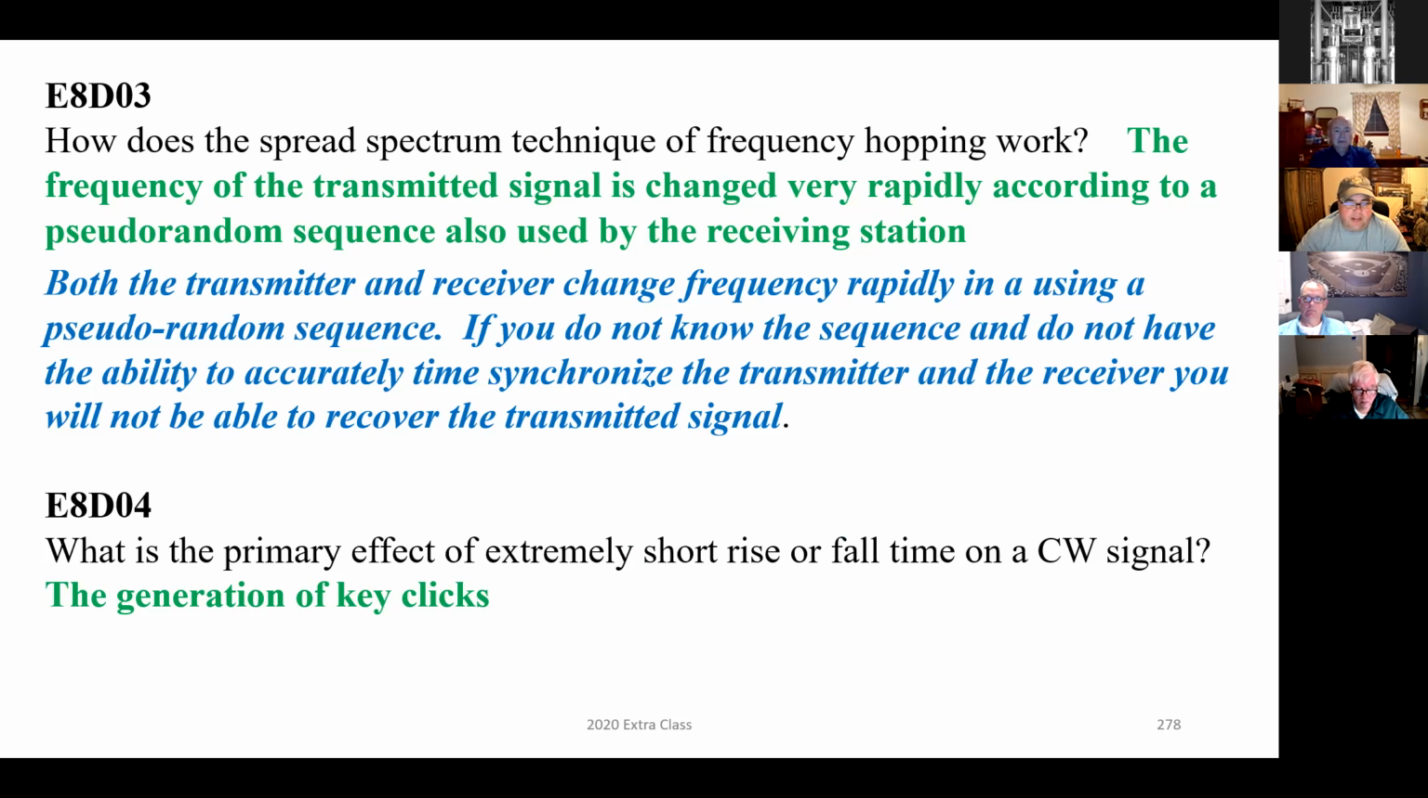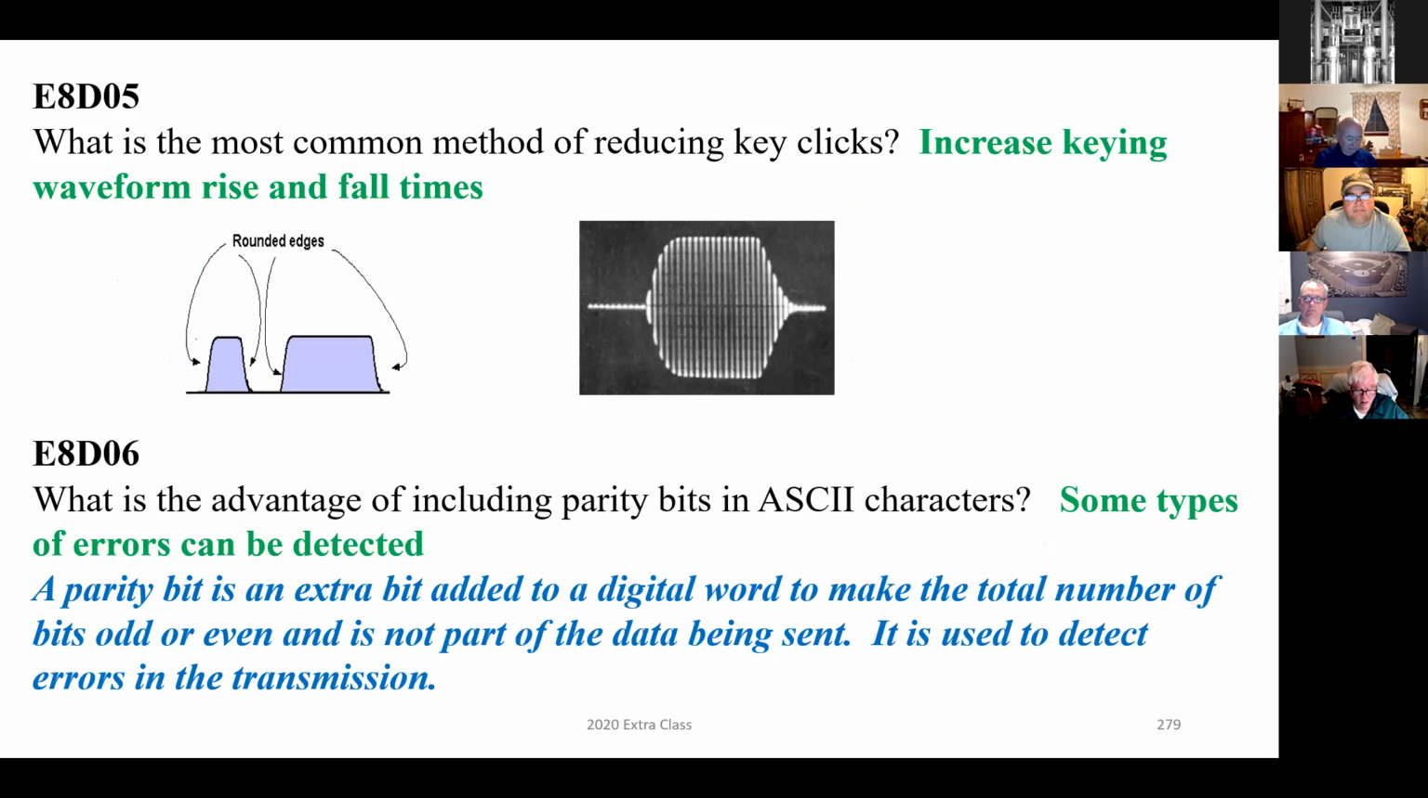What is the primary effect of extremely short rise or fall time on a CW signal? The generation of key clicks. What is the most common method of reducing key clicks? Increase keying waveform rise and fall times. What is the advantage of including parity bits in ASCII characters? Some types of errors can be detected.